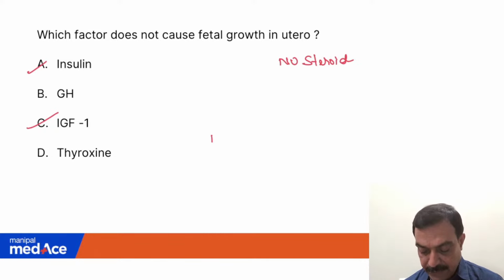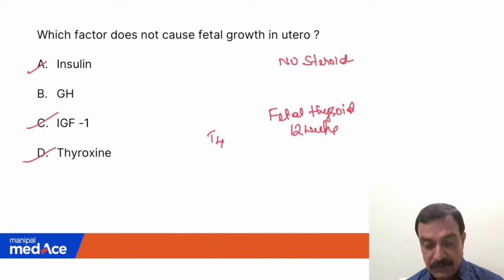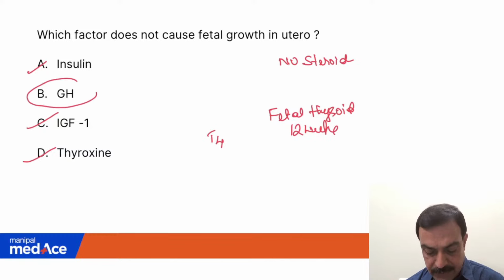Thyroxine, if you see T3, T4, is maximally present in the maternal circulation and crosses the placenta, which is required for fetal neural development. The fetal thyroid produces the hormone from around 12 weeks of gestation onwards. So, to a certain extent, fetal thyroxine is also responsible. Growth hormone is an important hormone, but it has no effect on the growth of the fetus. So, here the correct answer is growth hormone.